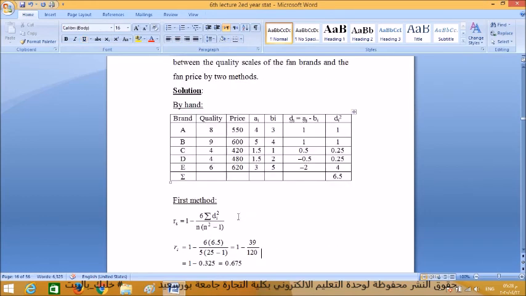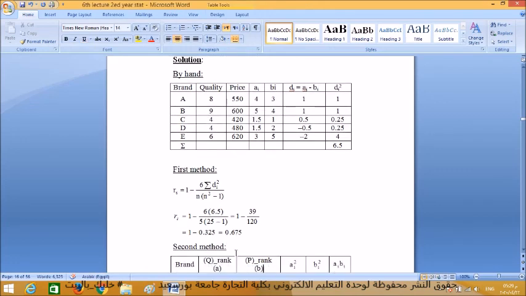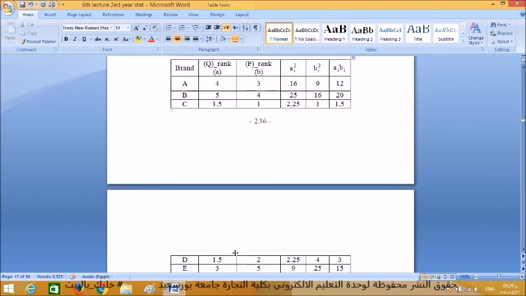First method, RS equals 1 minus 6 sigma D squared divided by n multiplied by n squared minus 1. 6 multiplied by 6.5, this one, D squared, divided by the number of observations, the number of pairs, 5 multiplied by 5 squared minus 1. So the Spearman rank correlation equals 67%.